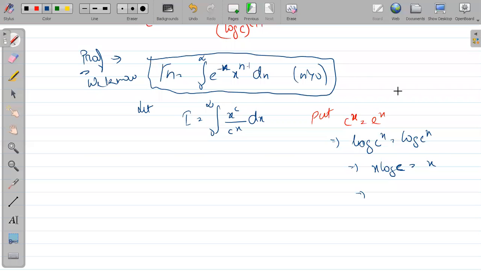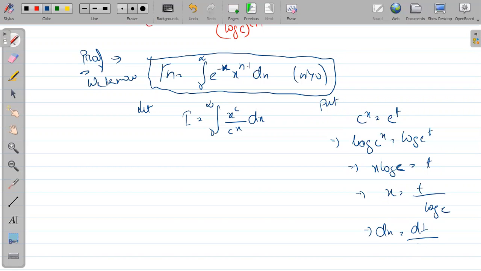Here I have to change the variable, obviously. I am substituting, so I have to change the variable. So c to the power x I am putting as e to the power t. So it is t only. So x is nothing but t upon log of c, and dx is dt upon log of c. Right, absolutely right.